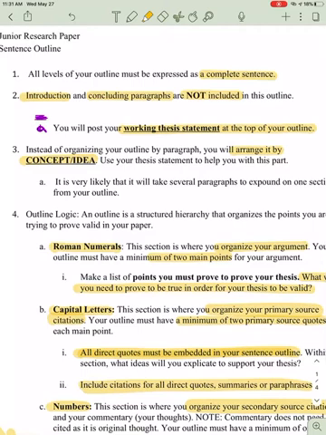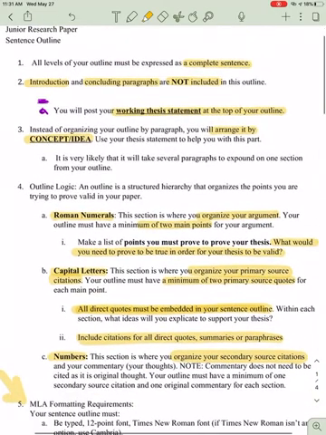Point number 3. Instead of organizing your outline by paragraph, I want you to arrange it by concept or by idea. All right, use your thesis statement to help guide you into what those concepts are going to be. The reason I say that is it is very likely that it will take several paragraphs to explain or expound upon in your essay. So each idea isn't necessarily going to be its own single paragraph. It might be a couple of paragraphs to logically explain and thoroughly expound upon your idea. So that's why you arrange it that way.